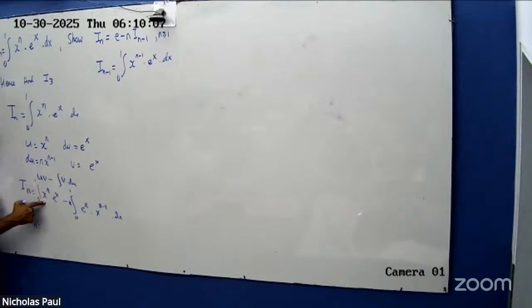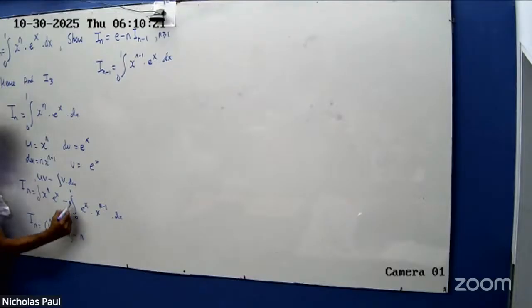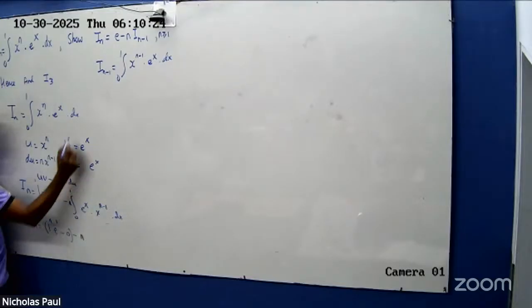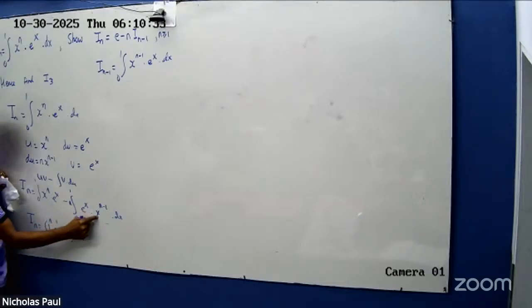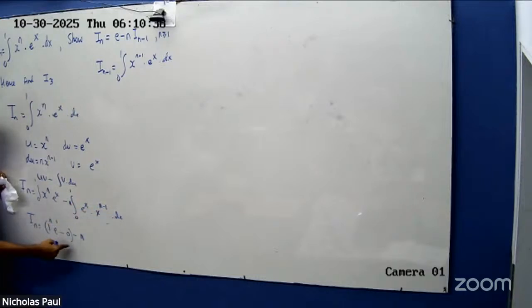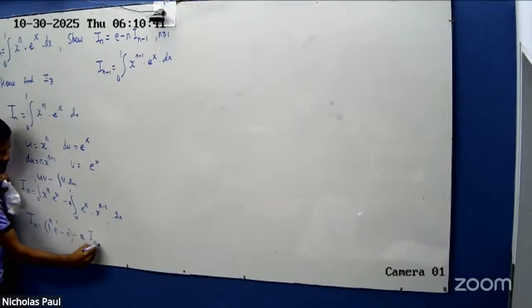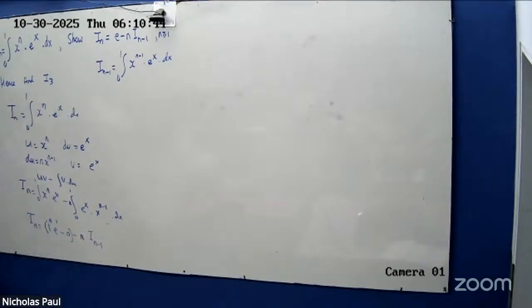When I plug in 1 here, I will get 1^n e^1, minus, when I plug in 0 here, I'll get 0. That's okay? Because x is 0, right? Minus n times, what is this here? Seen it there? The integral of e^x x^(n-1) is the same as that. It's just got the e^x in front here. So you will end up with I_(n-1). Finish? Where were you lost?